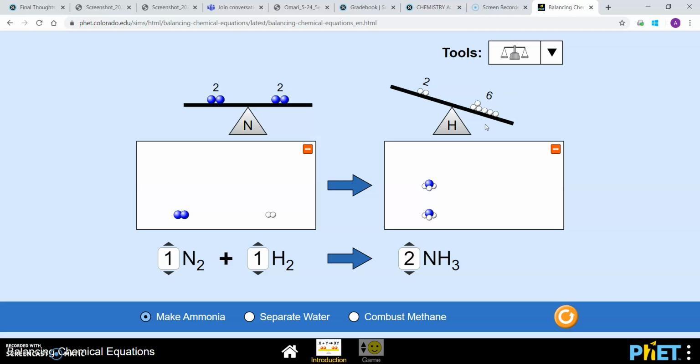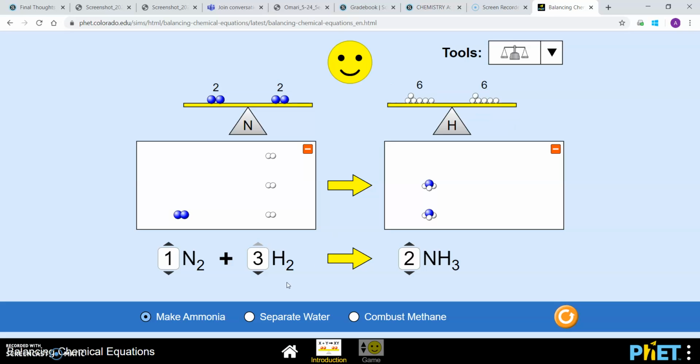Now, I have 6 hydrogens at the end. I can't end up with 6 if I started out with 2, but if I add more hydrogens there, I can get the N's and the H's on each side to be equal. So that might seem a little weird for us because why did I add more hydrogens at the beginning?